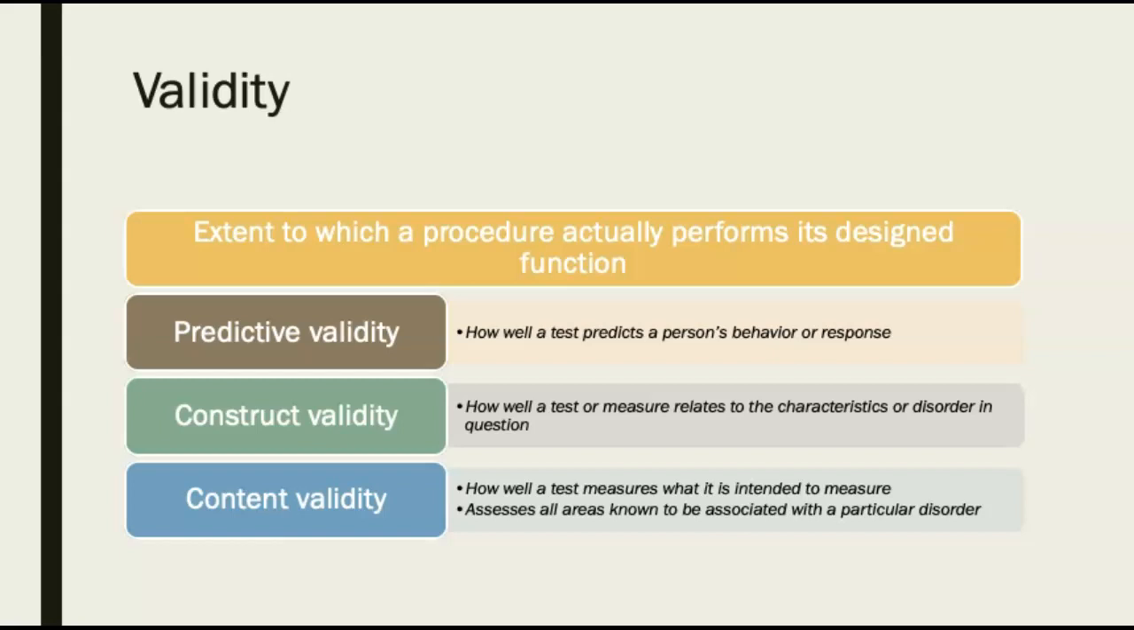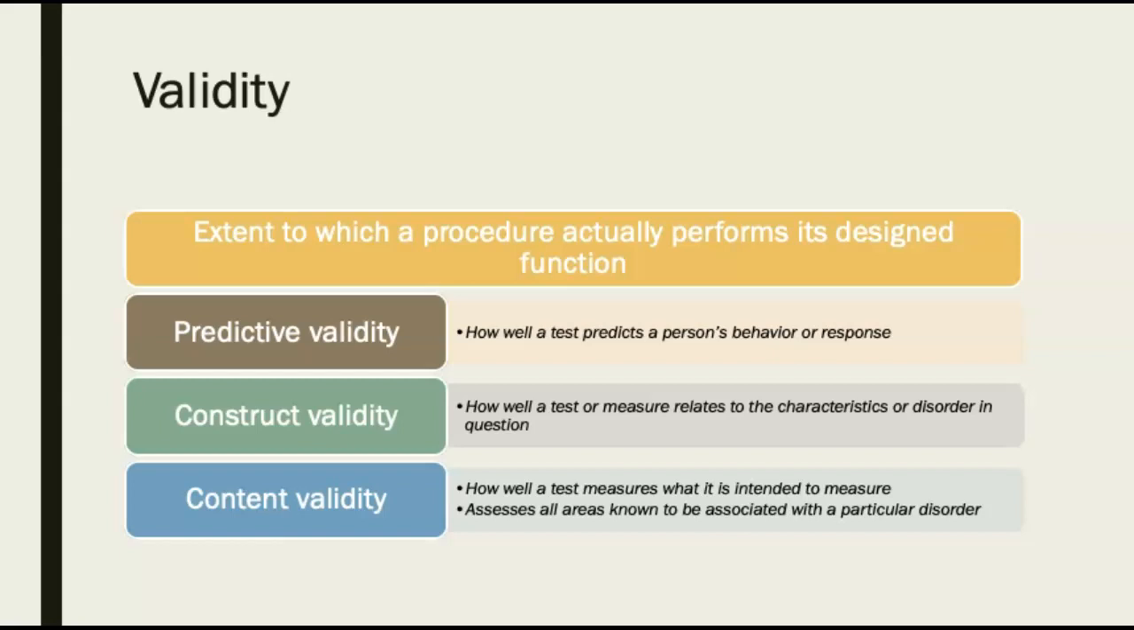There are 3 types of validity that our text talks about and that we should know: predictive, construct, and content. Predictive validity, how well a test predicts a person's behavior or response. Construct validity, how well a test or measure relates to the characteristics or disorder in question. And content validity, how well a test measures what it is intended to measure and assesses all areas known to be associated with a particular disorder.